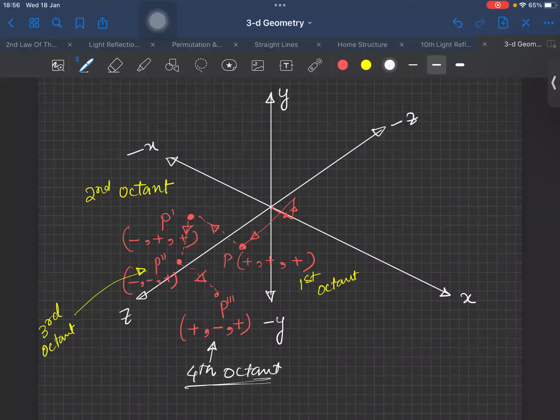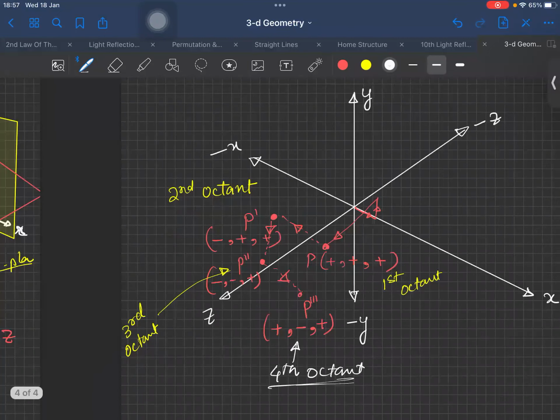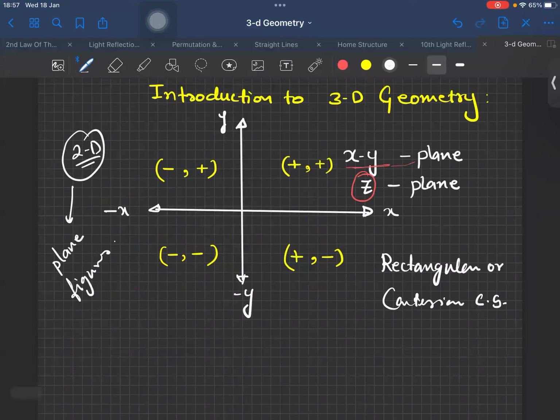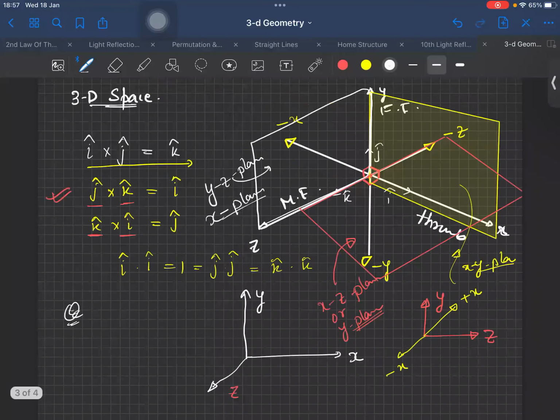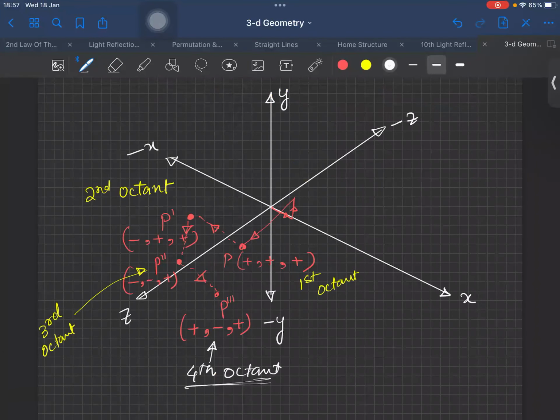How do you remember this? See, it is all your XY plane, but just Z is positive. So if you put Z here, positive, positive, positive, positive, this will become your first octant. This is the second, third, and fourth octant. Now, all this we are talking about is positive Z. That means only this side of the axis, only this axis we are talking about.